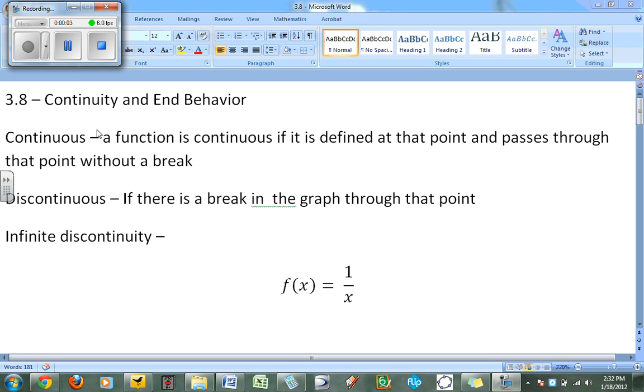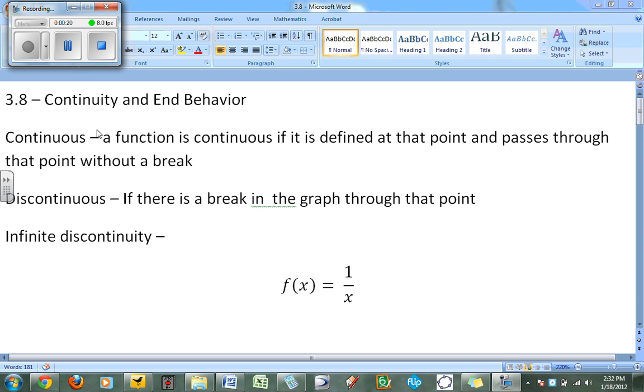Okay, section 3.8 is about continuity and end behavior. When we talk about a function being continuous, it means that it's going to move smoothly, and for every value of x, we're going to have an output for y. And there's not going to be jumps or anything like that.